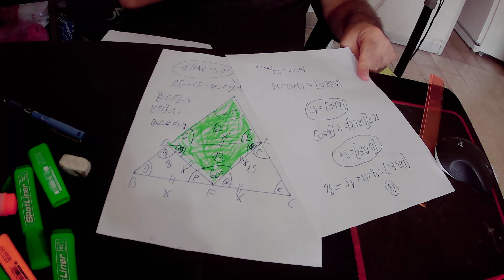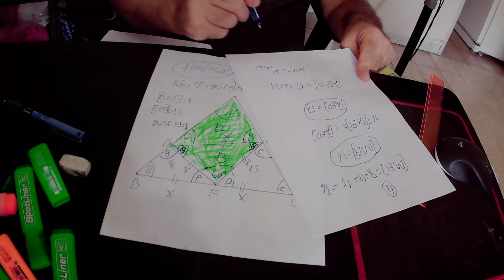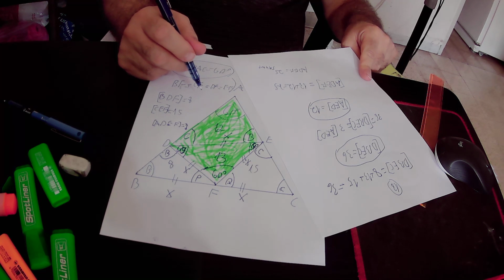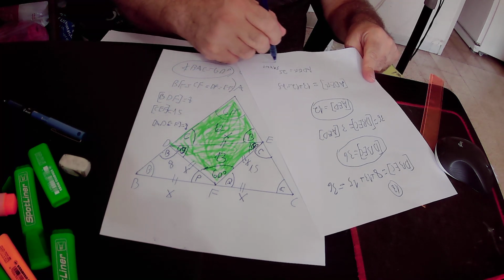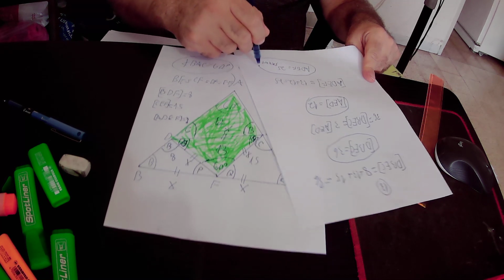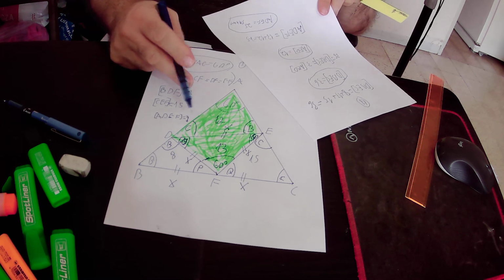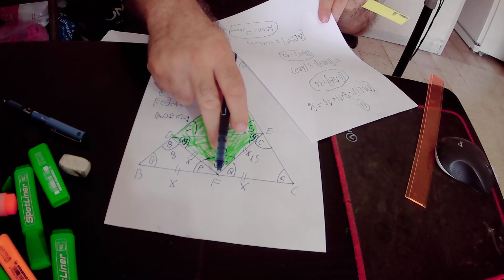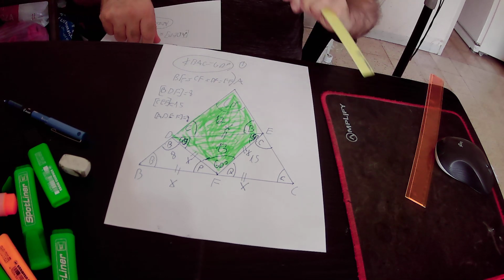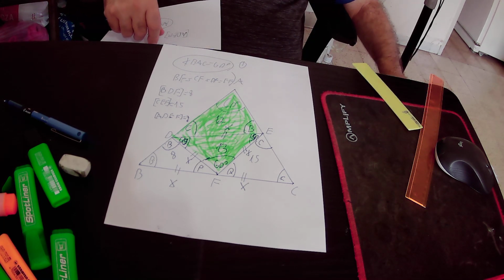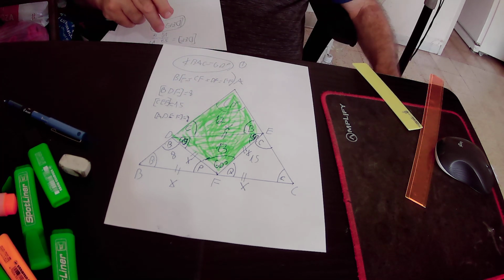So the area of quadrilateral ADEF, in the green color, equals 25 square units. Okay, the area of the green shape equals 25 square units. Now I will summarize the lecture. We actually wanted to find out the area of the green shape.